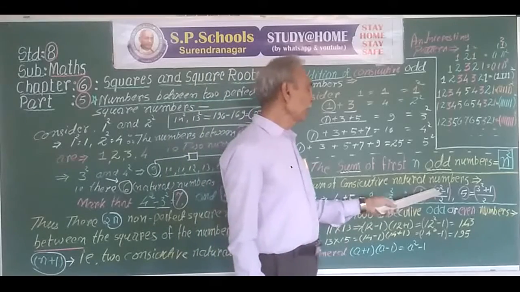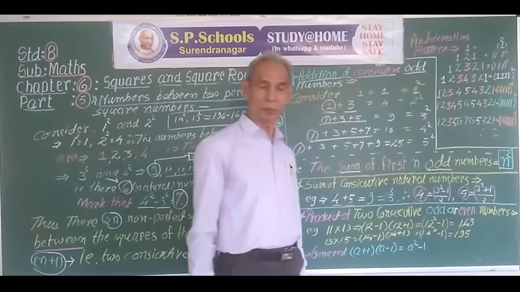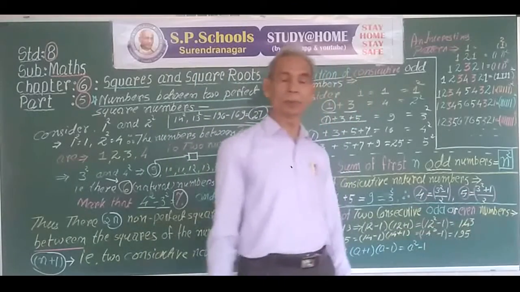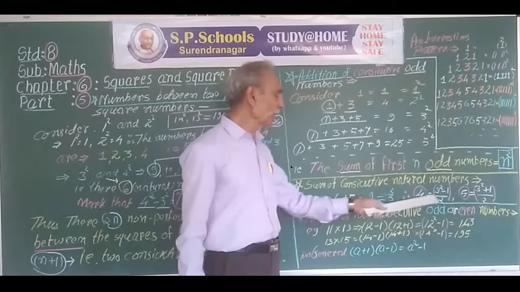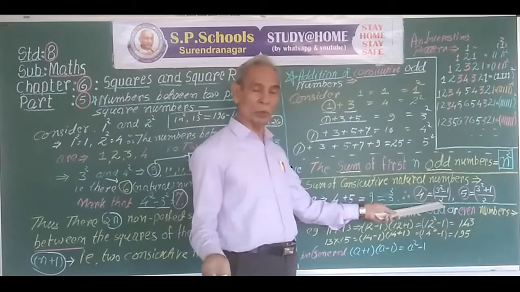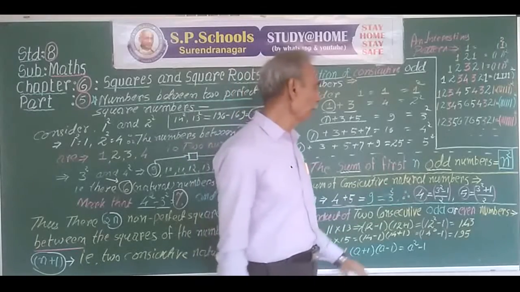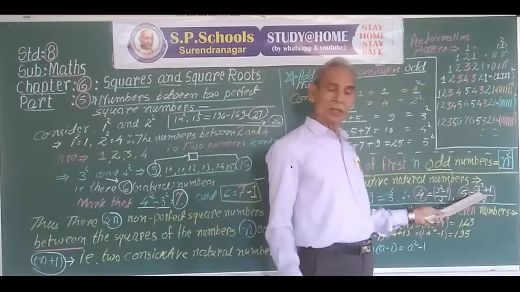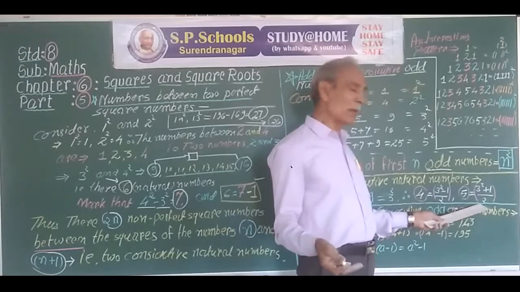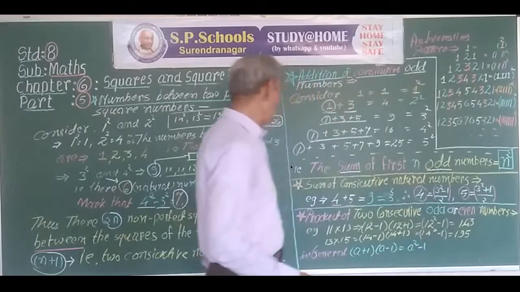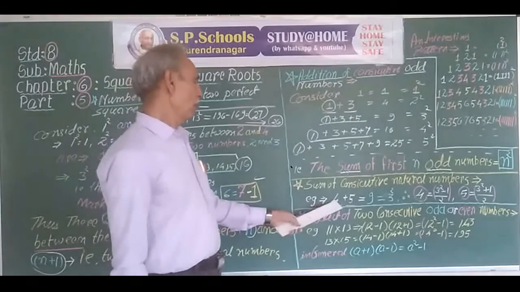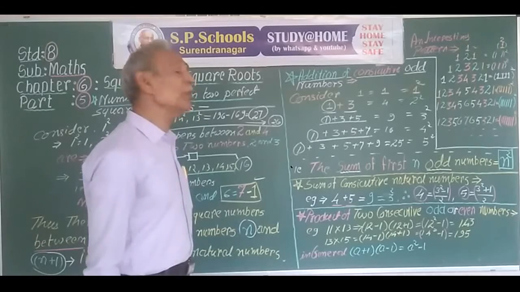Therefore, 4 is (3 square minus 1) divided by 2, and 5 is (3 square plus 1) divided by 2. 3 square is 9. 9 minus 1 is 8. 8 divided by 2 is 4. Similarly, 3 square equals 9, 9 plus 1 is 10, and 10 divided by 2 is 5. So we can express this interesting property of consecutive natural numbers.